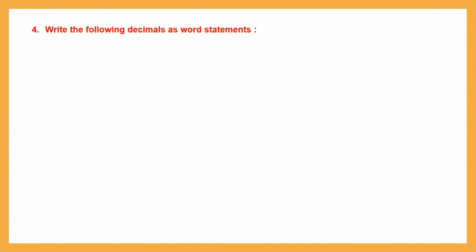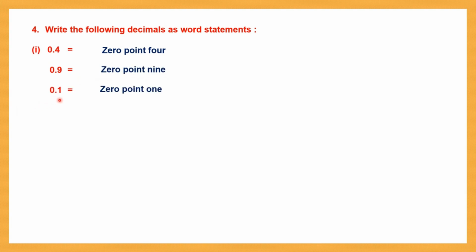Next one, write the following decimals as word statements. Okay, that means writing it in words. Now the first one, how do we read this? 0.4. So we have it here 0.4. Next one, 0.9. Next, 0.1. Next, 1.9. Next, 4.4. Next, 7.5.